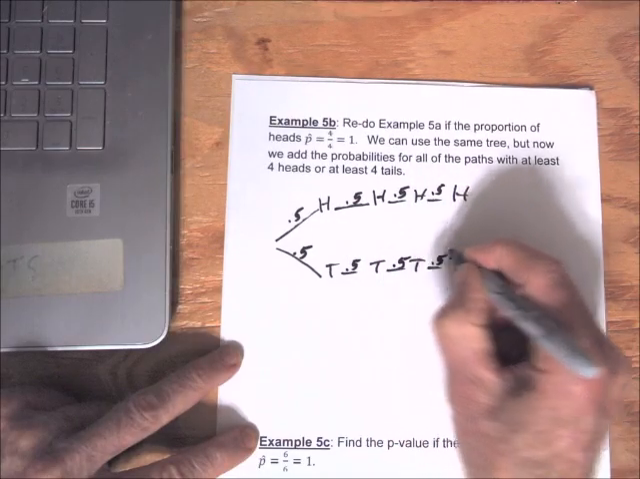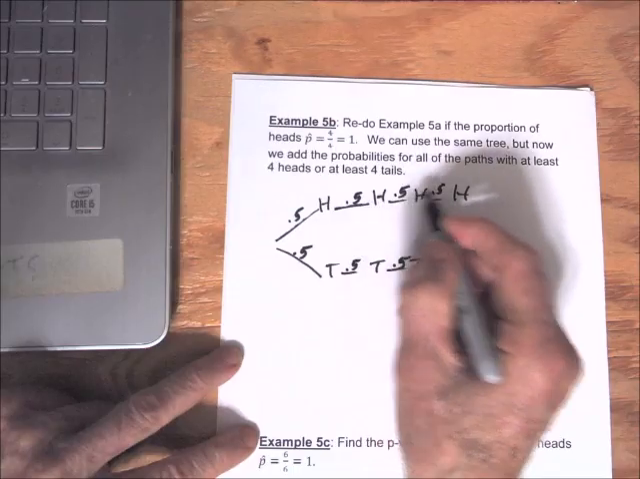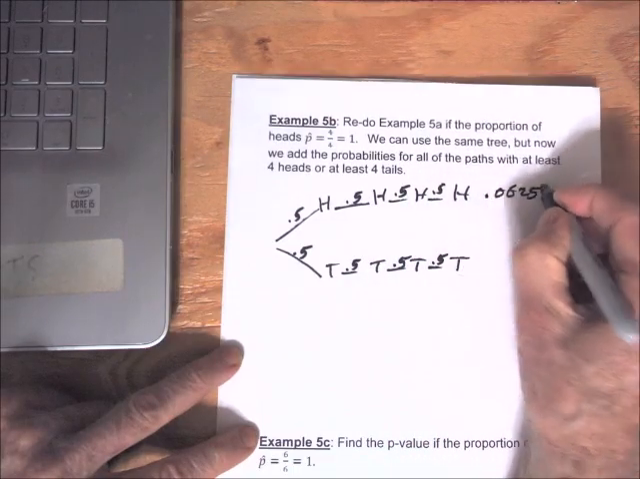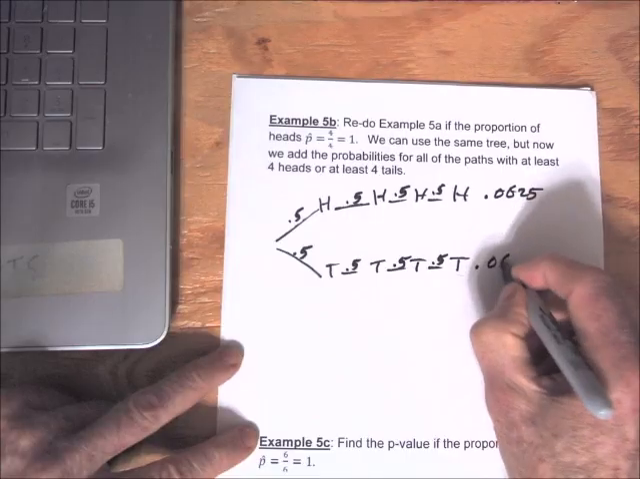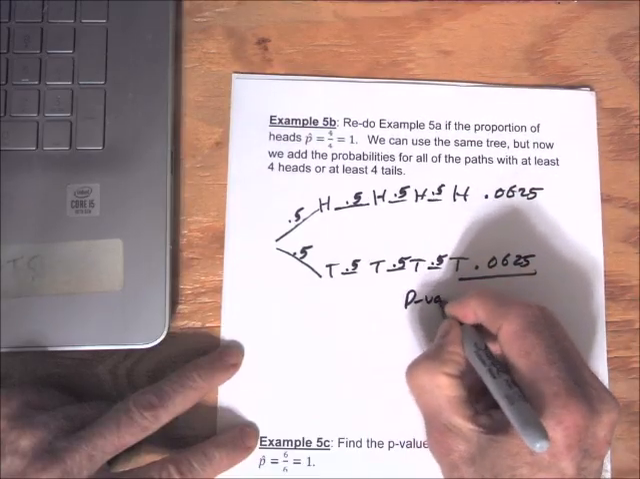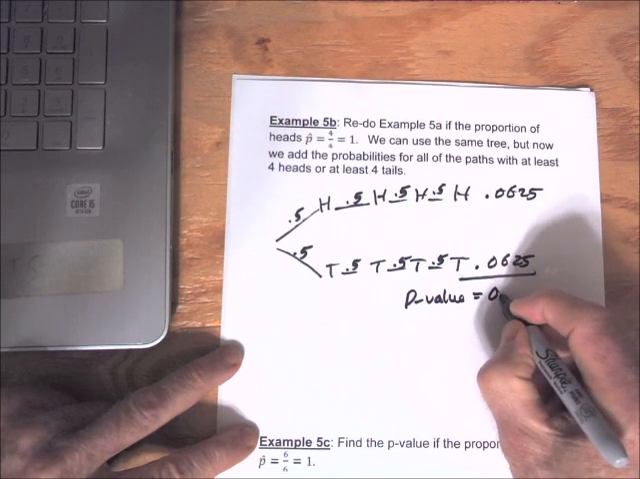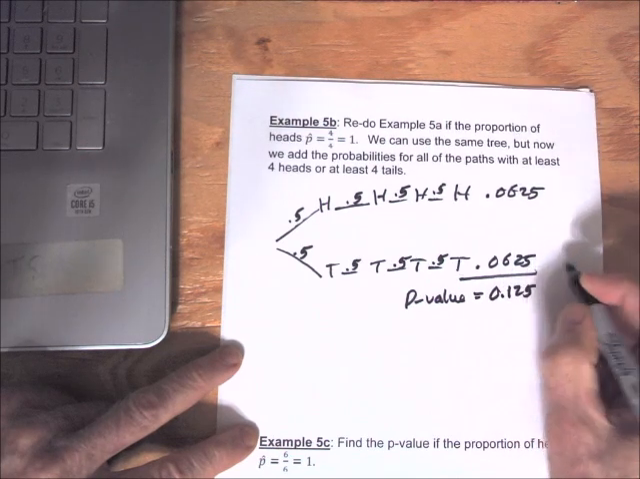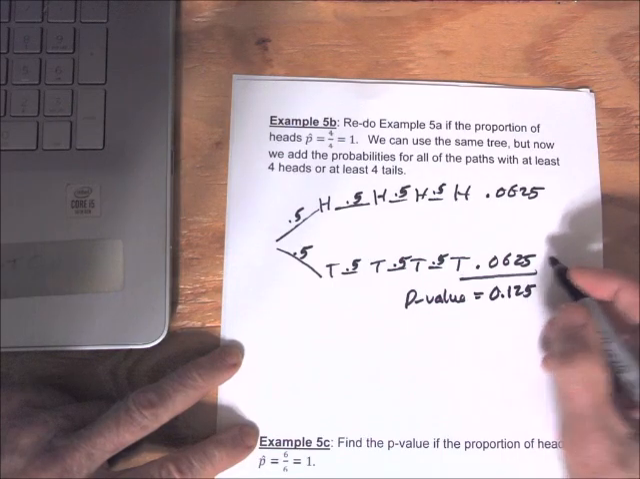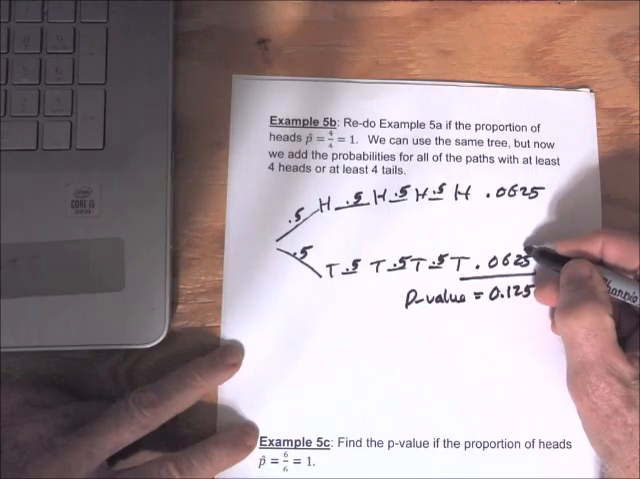And if we multiply straight across, 0.5 times 0.5 times 0.5 times 0.5, 0.0625. And so the p-value here is going to be 0.125. Is that right? 5 and 10 carry to 1, 5.